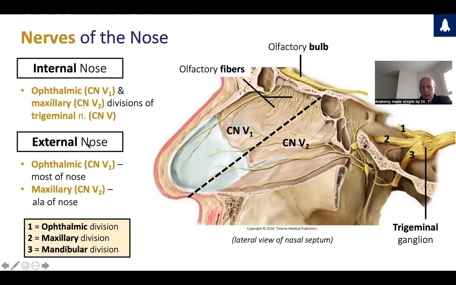Externally, it is going to be again shared responsibility between the ophthalmic nerve, cranial nerve number five, first branch, and the maxillary nerve, that's going to take care of the more lateral aspect of the external nose.